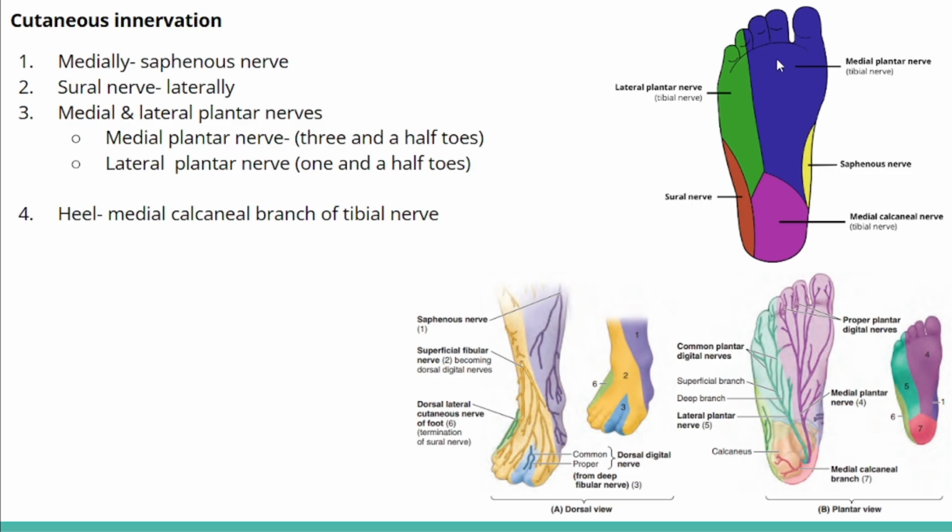So when it comes to the sole, its medial aspect is innervated by the saphenous nerve, and the lateral aspect by the sural nerve, and the medial and lateral plantar nerves derived from the tibial nerve supply the innervation of most of the sole. And when it comes to the demarcation of the cutaneous supply by the medial and lateral plantar nerves, the medial aspect and the medial 3.5 toes are supplied by the medial plantar nerve, and the lateral plantar nerve supplies the lateral aspect and lateral 1.5 toes. This demarcation lies on the 4th toe. The heel is supplied by the medial calcaneal branch of the tibial nerve.